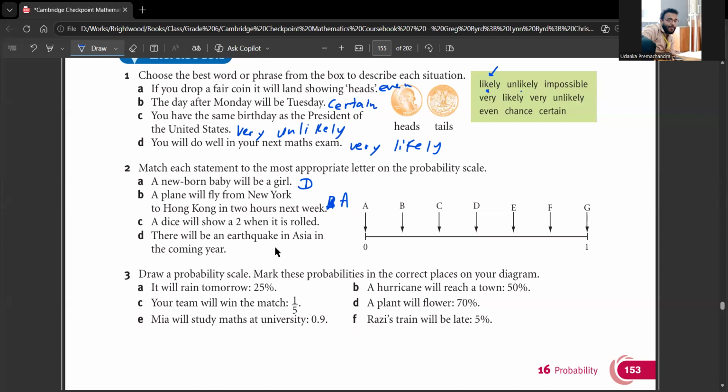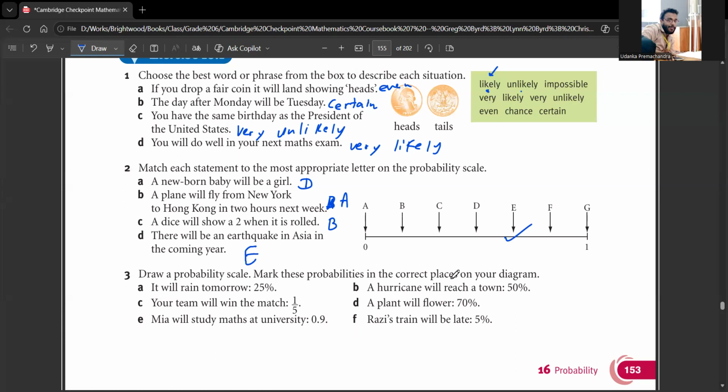Okay, so dice will be rolled. The value two, there are six sides. One value can be a little possible chance, so it may be taken as B. There will be an earthquake in Asia in the coming year. Yes, there may be an earthquake in Asia. Mostly they are having earthquakes, no? In Asia there can be an earthquake, in places like Japan, China, Indonesia. They are mostly having earthquakes. So you can take it as E. They are having more chance.